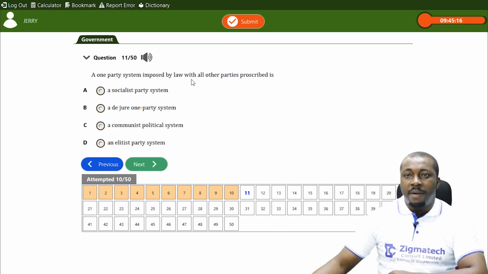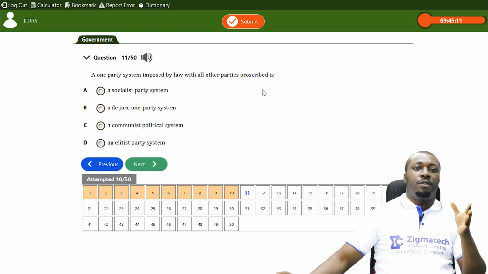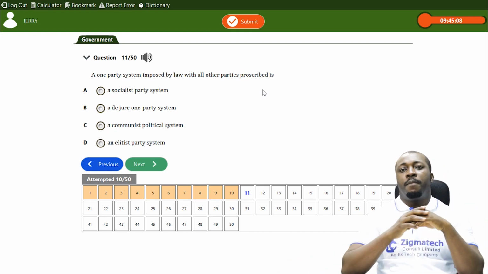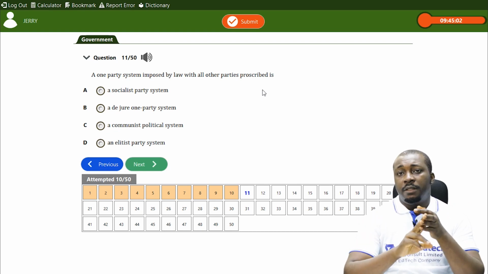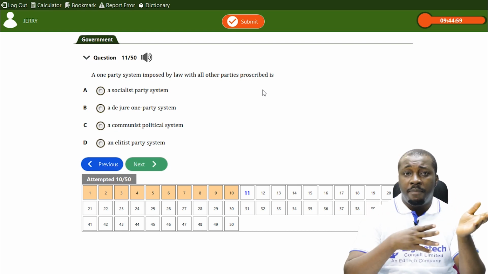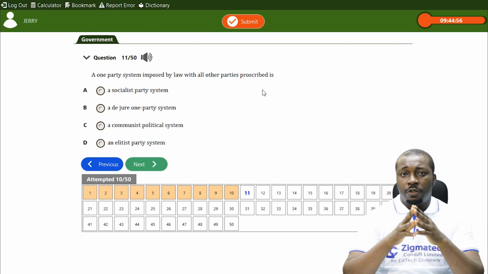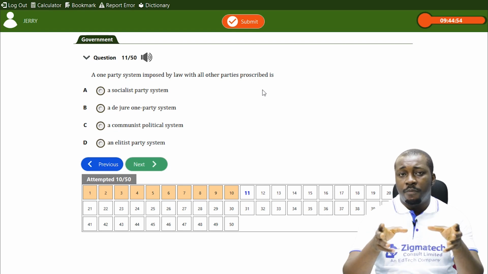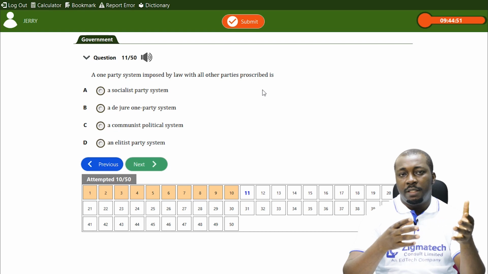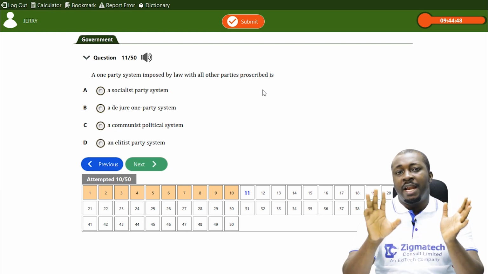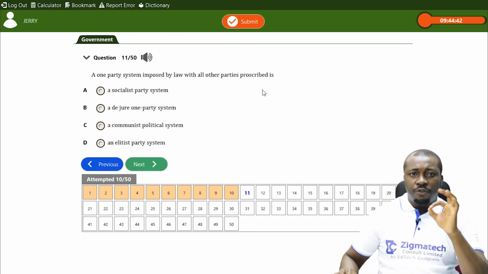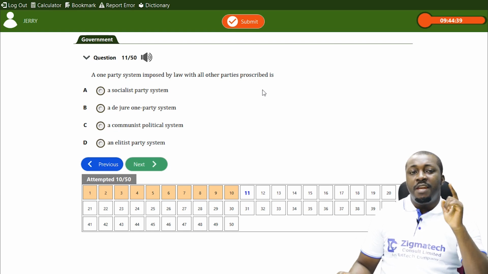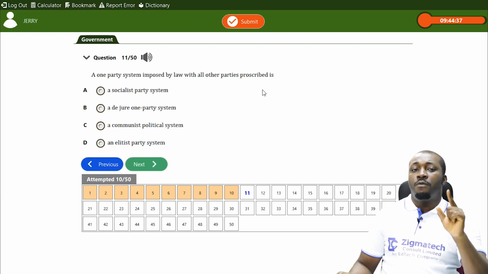One-party system imposed by law with all other parties proscribed is... Now, this tests your knowledge on party system. Remember, we have one-party system, we have two-party system, we have multi-party system. We even have zero-party system where you have independent candidates. Now, one-party system in question is a party system or political practice where only one party dominates in a polity or is allowed to operate in a political system. Now, we have two types of one-party system. We have de facto one-party system and we have de jure one-party system.